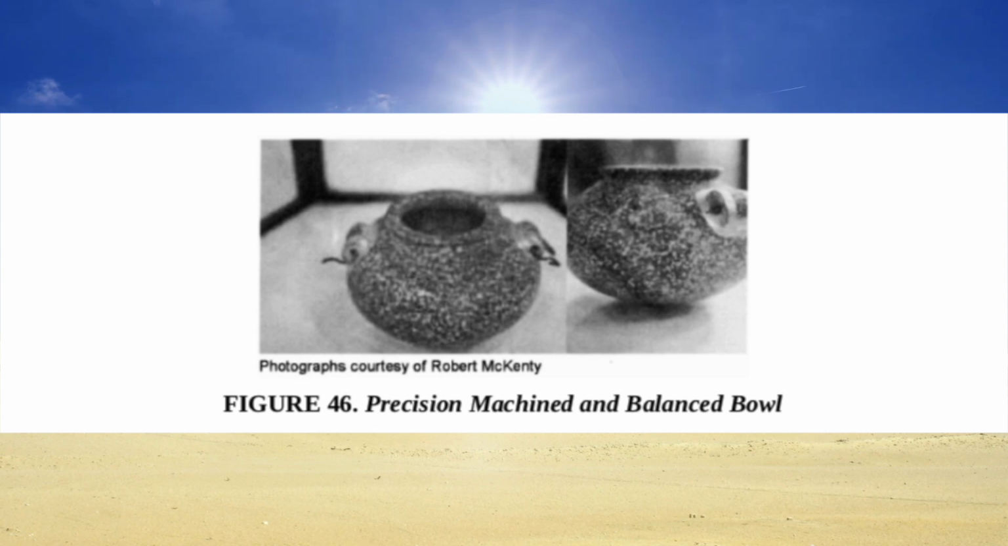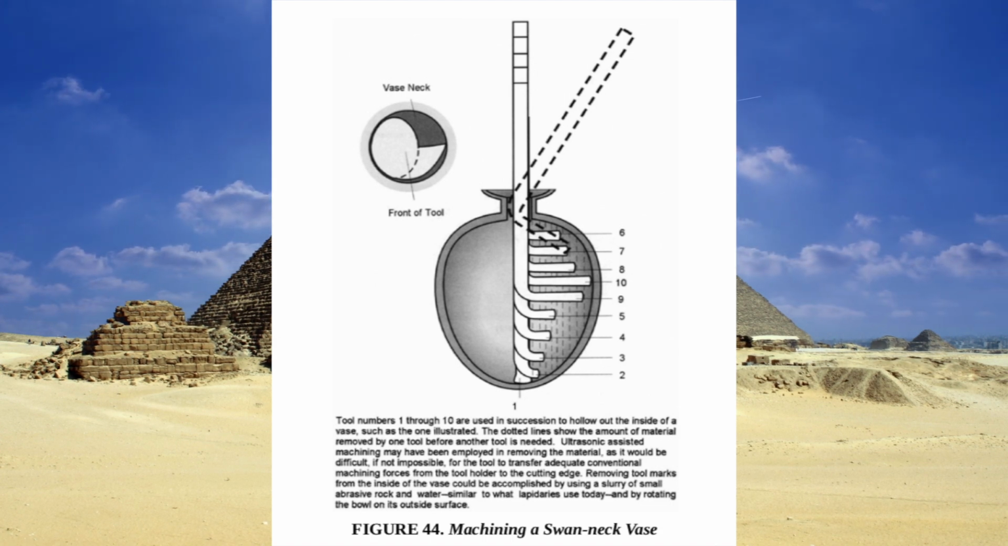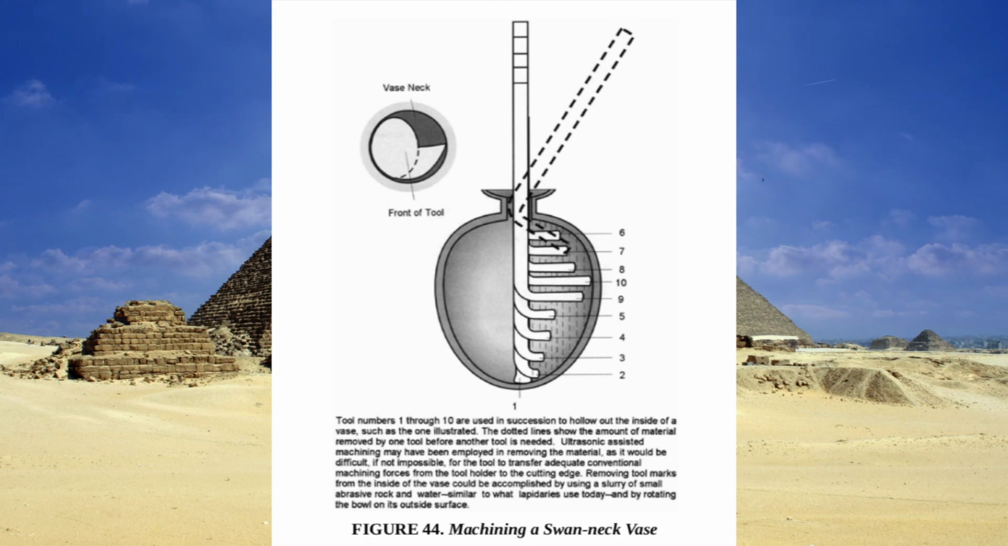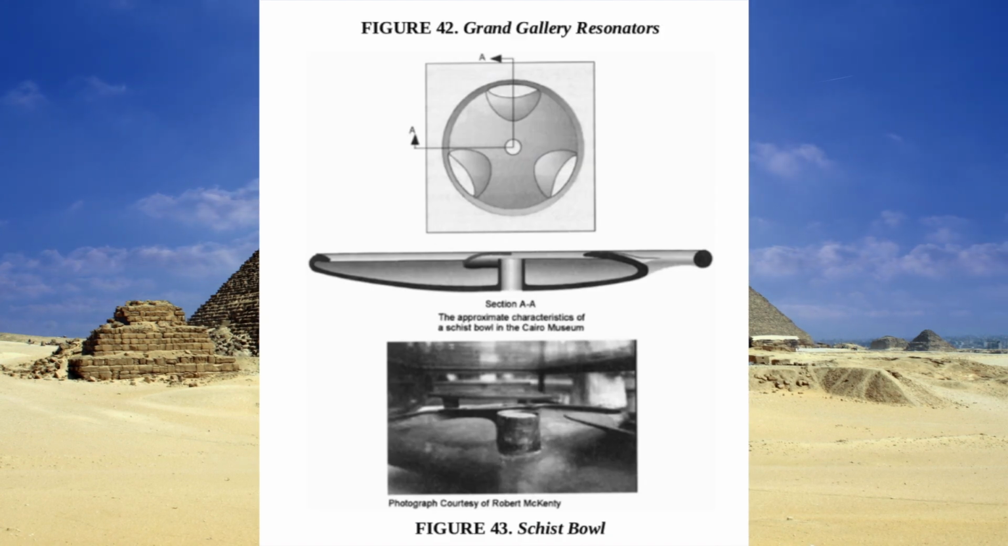Perhaps these are the remaining resonators, stockpiled for use in many power stations? Dunn provides diagrams of how these resonators could have been machined into shape, comparing them to schist balls such as the one found in the Cairo Museum.